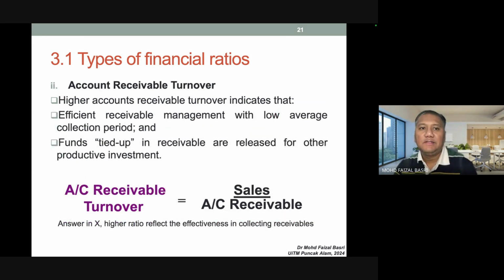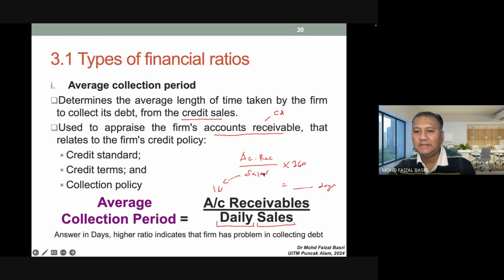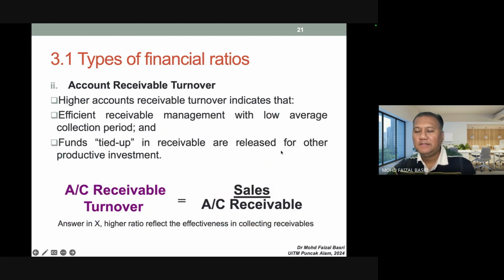Okay. Next one is account receivable turnover. Kalau perasan, the ratio ni terbalik daripada yang tadi. Kalau tadi account receivable dengan sales, but we multiply with 360, but this one is the opposite, the reverse. Sales kat atas as numerator, the denominator is account receivable. So information yang sama macam yang kita dah ada tadi. So take the sales, 800 tadi, divide by the account receivable, and then you get the answer in times.